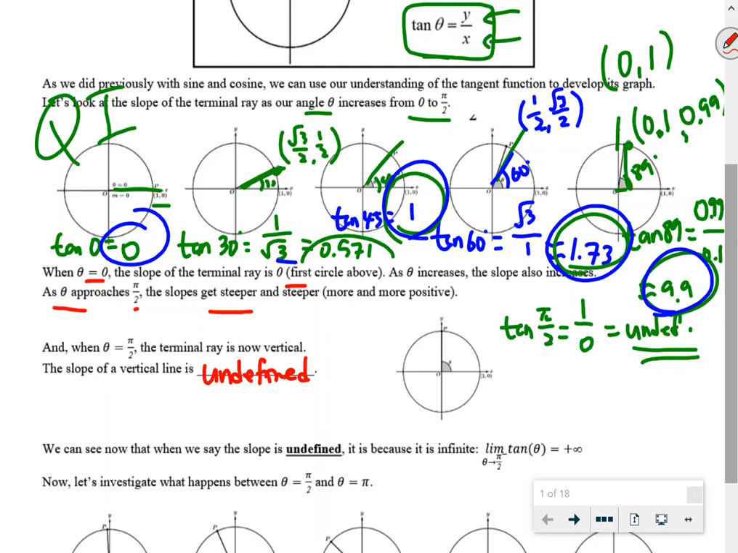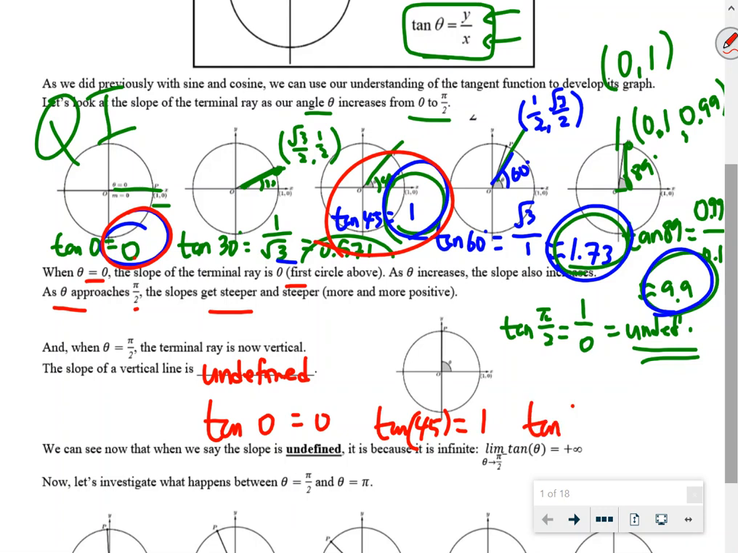From here, I want you to remember two things. Tangent 0 is 0. When you come up to tangent 45 degrees, then you got 1. And then when you get tangent 90 degrees, or pi over 2, then I'm getting undefined.